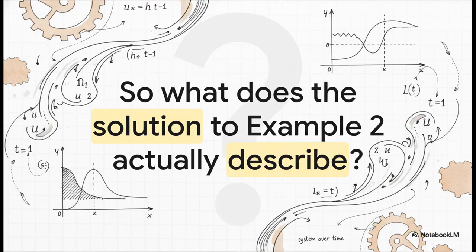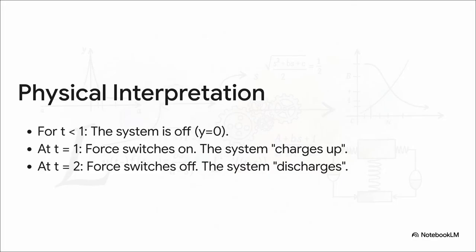What's the physical story here? Let's trace the story that our solution is telling us. For any time before t equals 1, the system is dead. y is 0. Nothing's happening. Then, at exactly t equals 1, that first term kicks in. A force switches on, and the system starts to charge up like a capacitor, rising towards a steady state value of 1, but it never quite gets there.